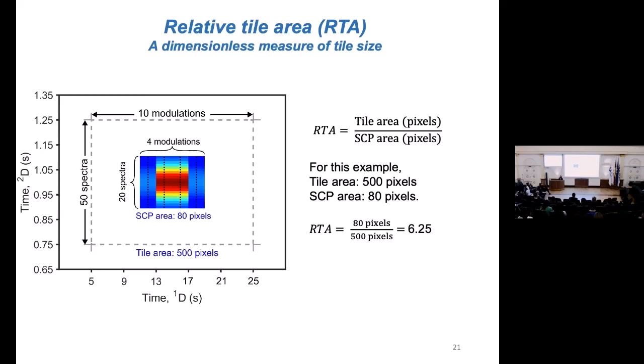So we came up with this relative tile area thing, which is basically just how big is a tile relative to the peak. So it's generalizable, okay? And SCP is a single component peak. It's an old term. So this is just a picture of what that means. That's how big our tile is in pixels. And then we have this example peak here. And if you just take tile area over peak area, you get about 6.25. I made that fraction upside down, but you get the idea.